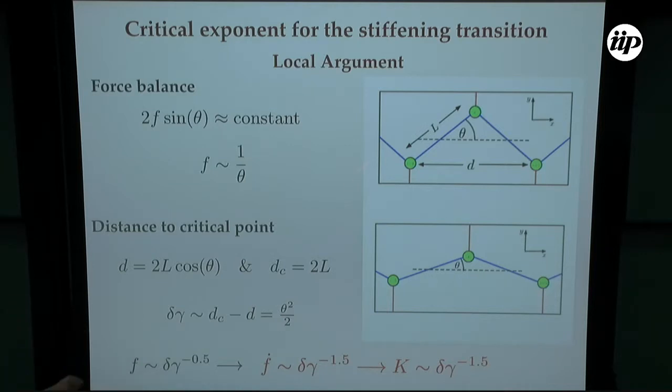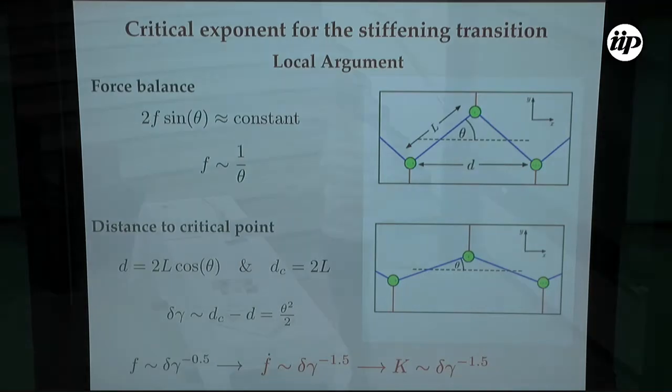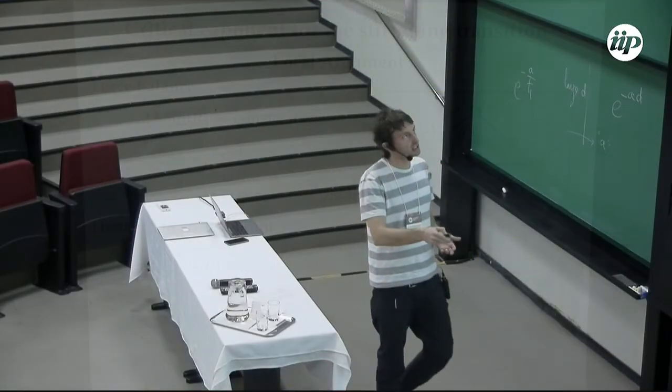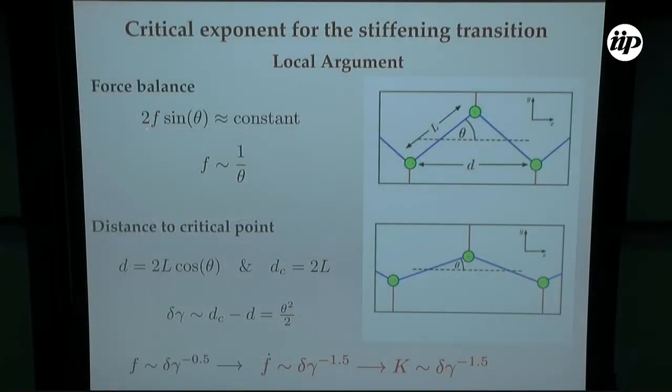You can say that the tension here is more or less the same as the tension in this other rigid rod, and these tensions are diverging, while the energy related to this spring is not diverging. At the critical point it will remain finite. So by force balance, 2 times the tension times the sine of this angle should be approximately constant close to the critical point. That gives you that the tension should scale like 1 over theta.